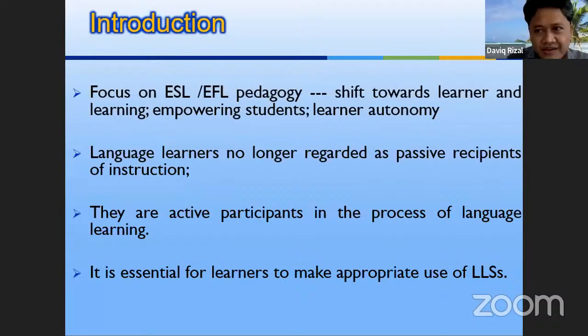Yes. Okay. So, in the last 30 years, there has been a noticeable shift towards learning, and learners actually are given more importance. The emphasis on empowering students and learner autonomy is gaining momentum in the field of language teaching. Language learners are no longer regarded as passive recipients of instruction. Rather, they are deemed active participants in the process of language learning. It's so vital for learners to make suitable use of language learning strategies.